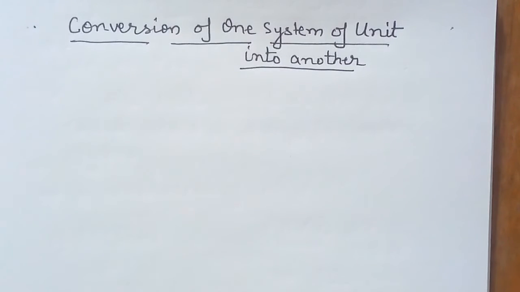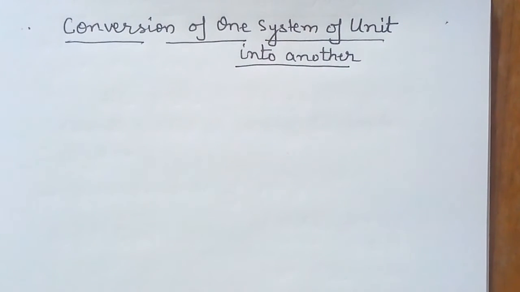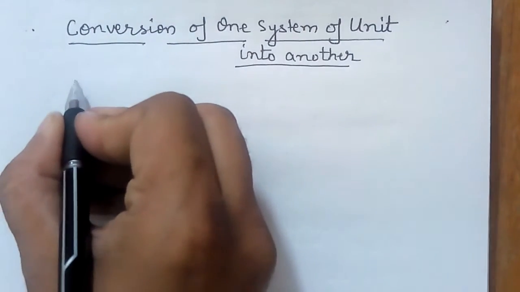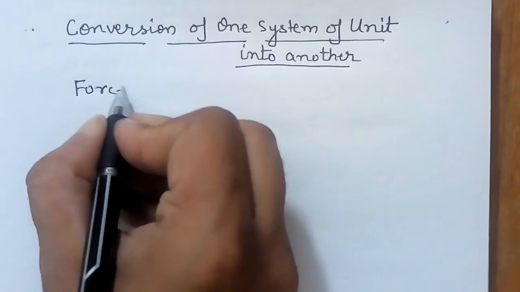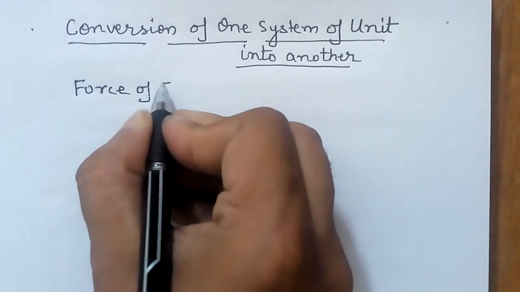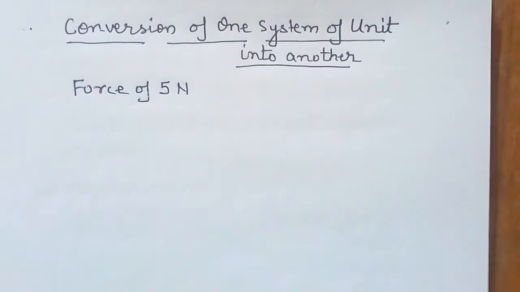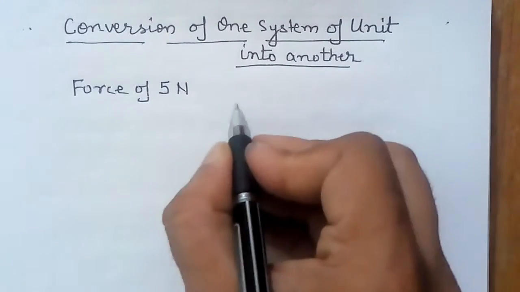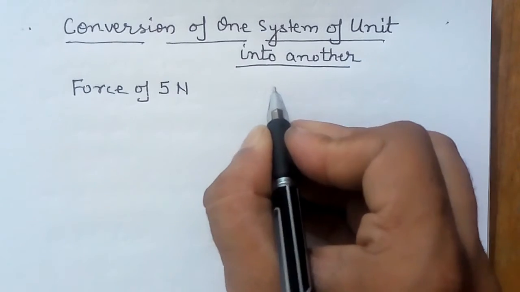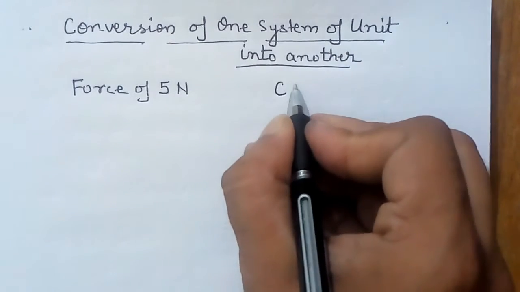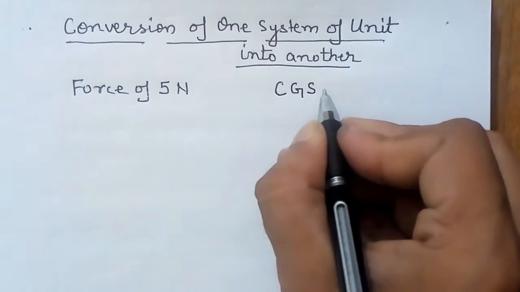So in this one, I am taking one example. I have a force of 5 Newton, and this I have to convert into its CGS system.